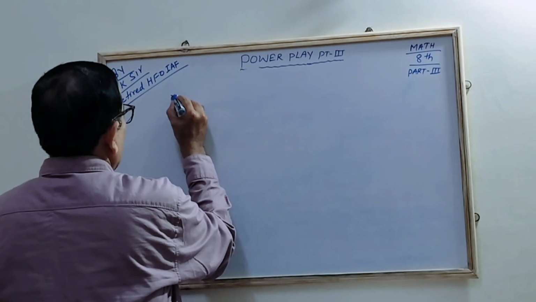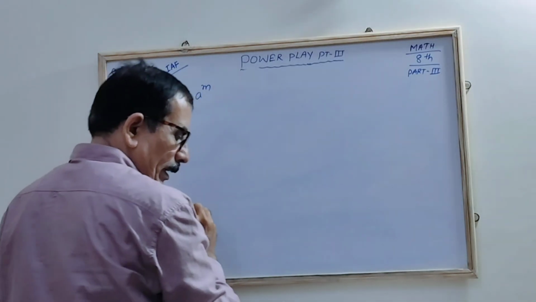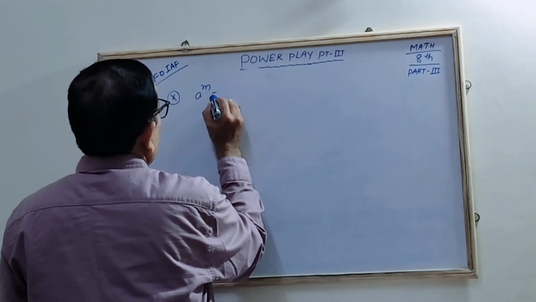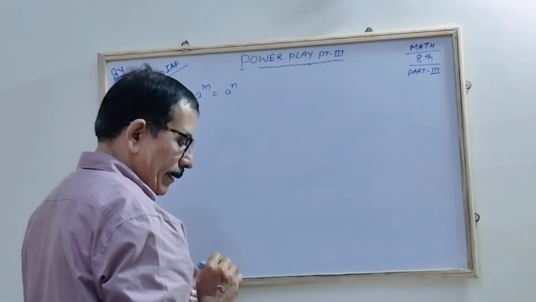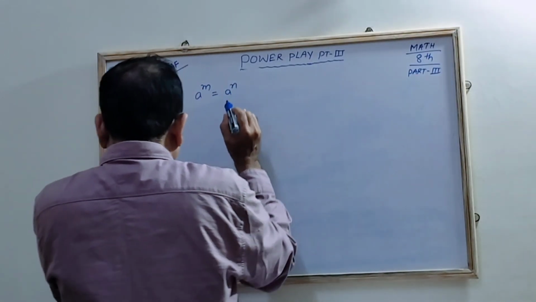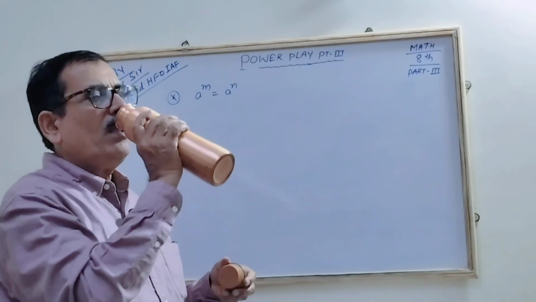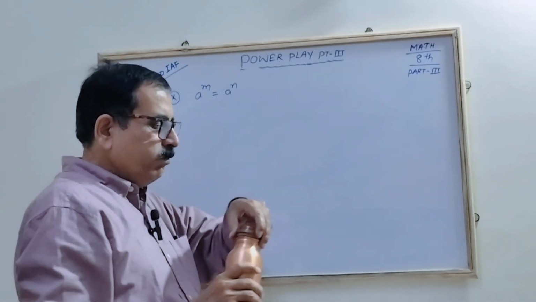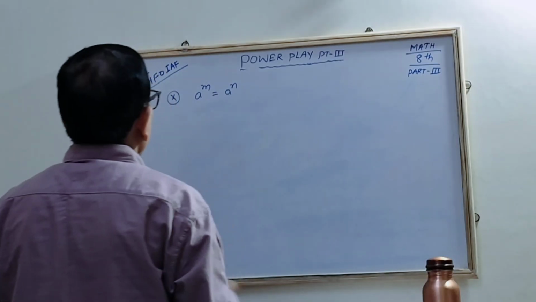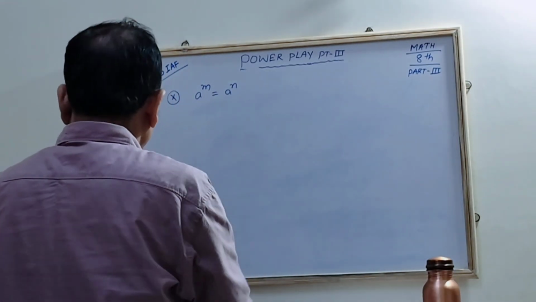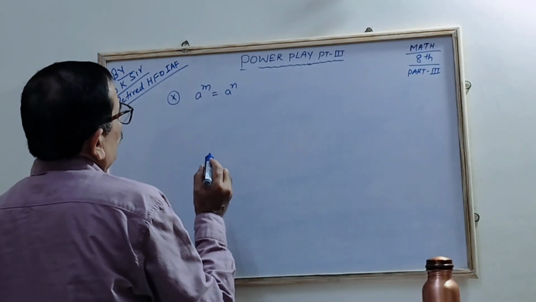The 10th rule: suppose a to the power m is equal to a to the power n. If the two things are given, a to the power m is equal to a to the power n.